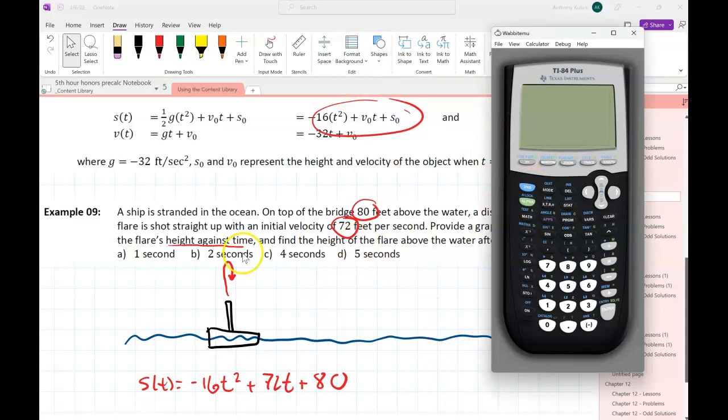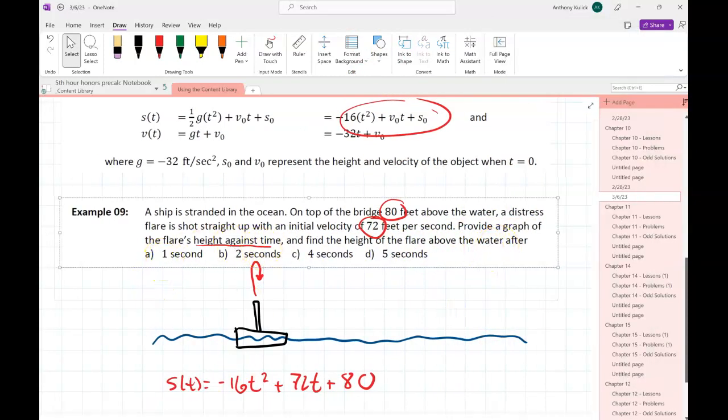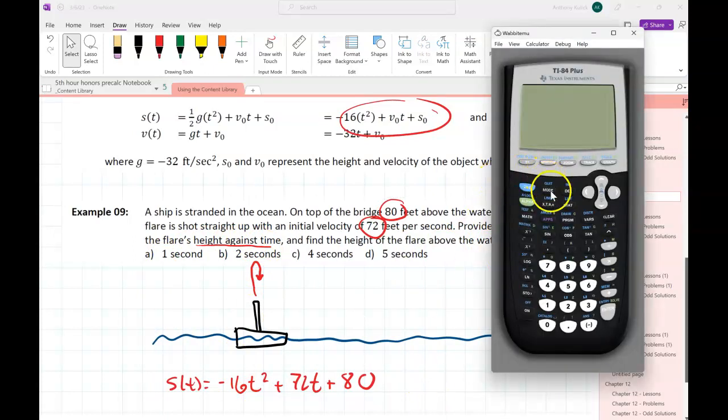It says then to graph the height against time. I guess we could still do this in parametric. We'll just make the x-axis time, t, and the y-coordinate will be this negative 16t squared plus 72t plus 80.